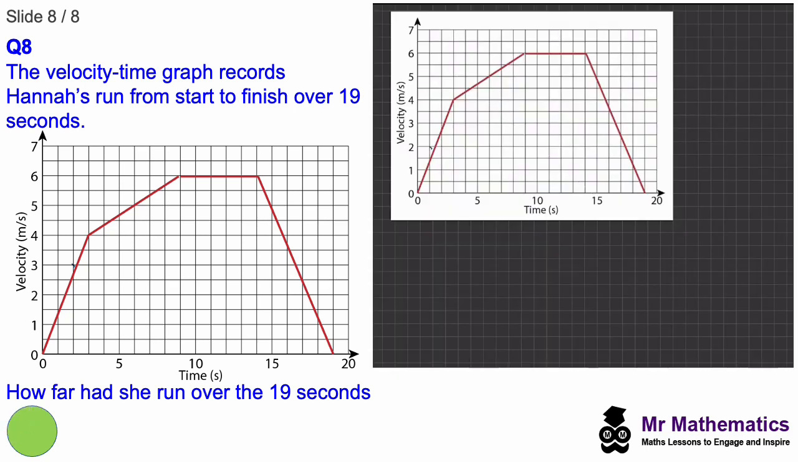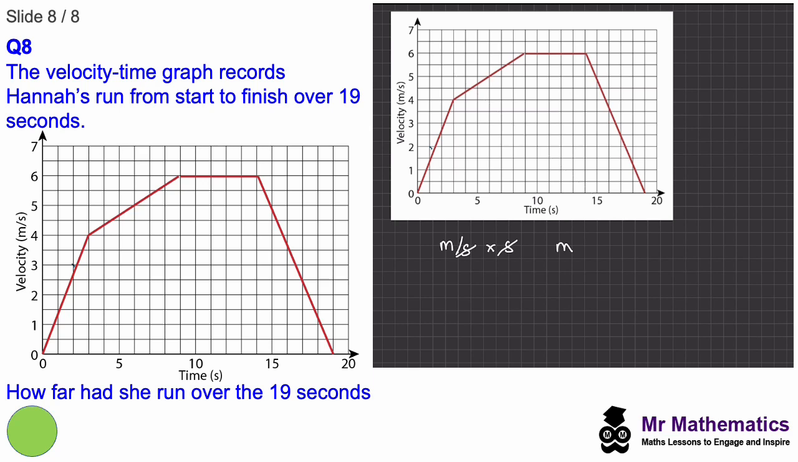In this question, we've been asked to work out how far she had run over the 19 seconds. So because we've been given a velocity time graph, the distance covered is the area underneath the lines. So this is this area here. So we need to work out this area. And you can see why this works. Because if we think of area as a product of velocity, meters per second, and time, which is seconds, the division of seconds and the multiplication will cancel. So we're left with meters, which is a measure of distance.